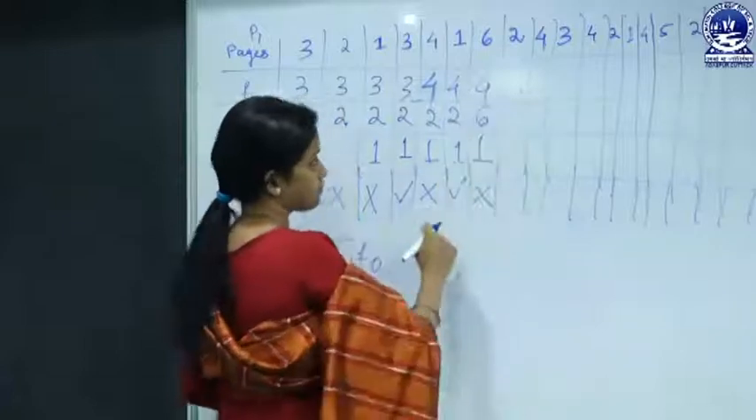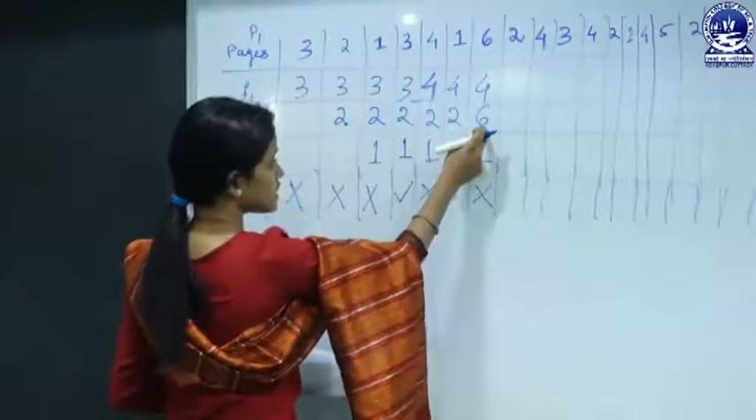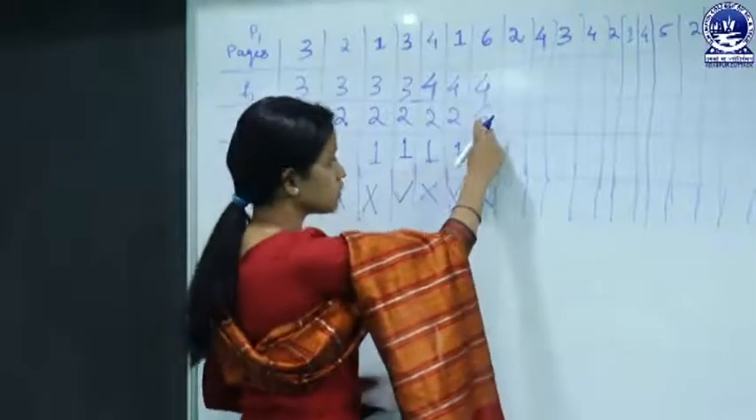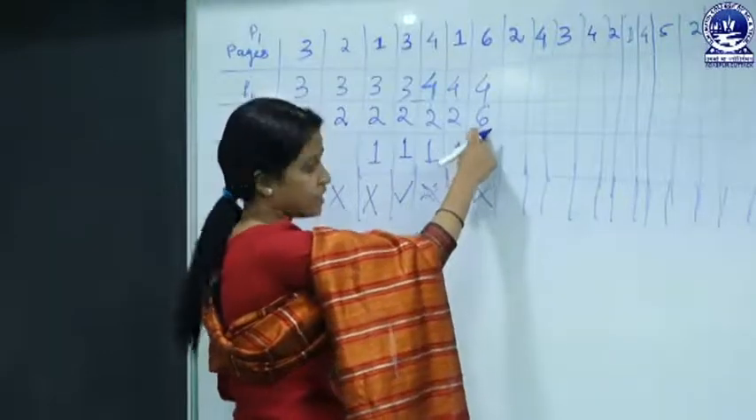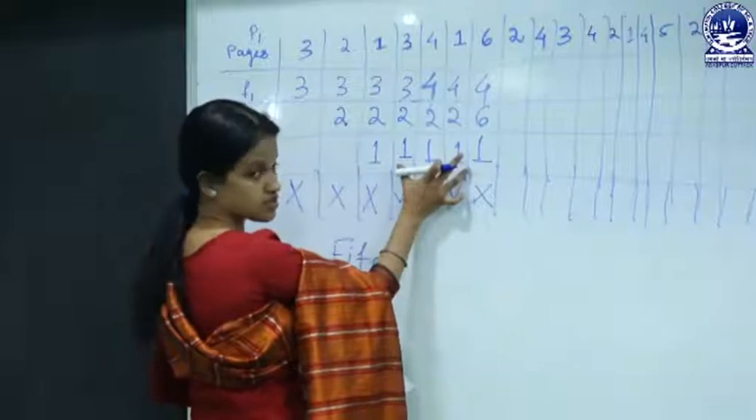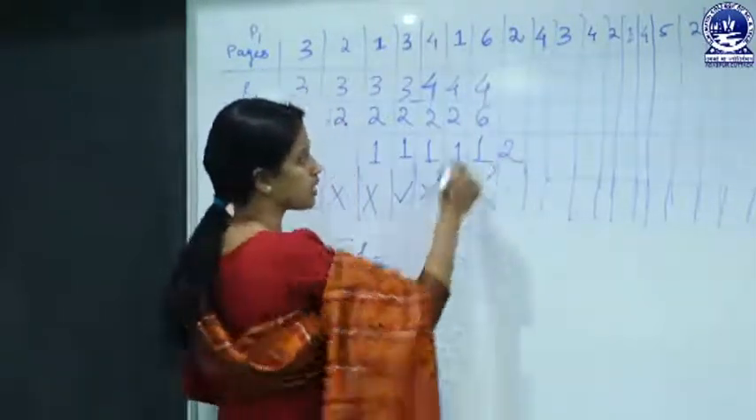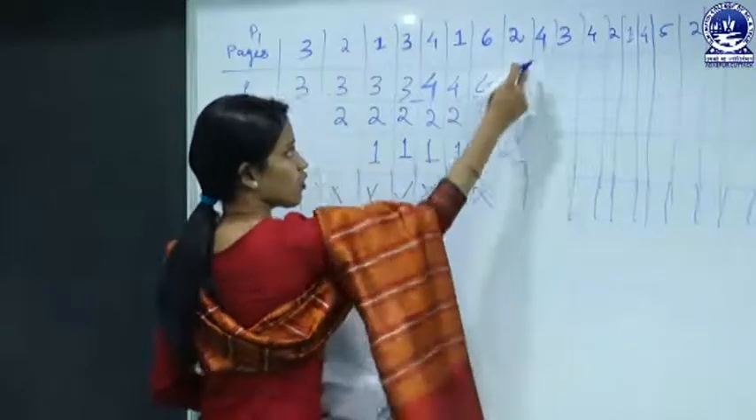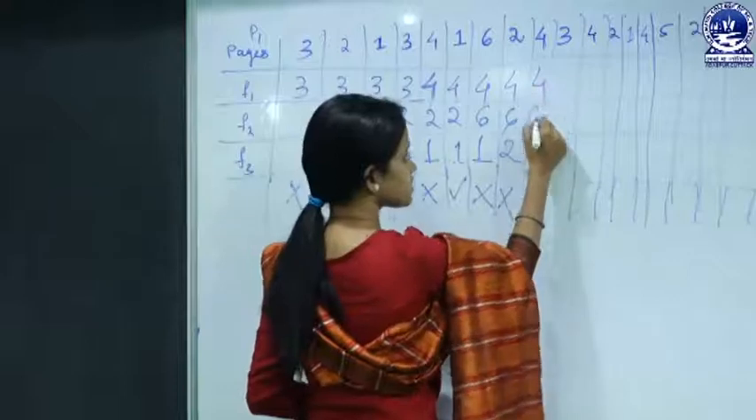Next 2. So which page has to be replaced? 4, 6: 6 was just put into the main memory recently. See, 1 is the oldest. So we replace 1 with 2. Next 4. 4 is there in the main memory. So hit: 4, 6, 2.